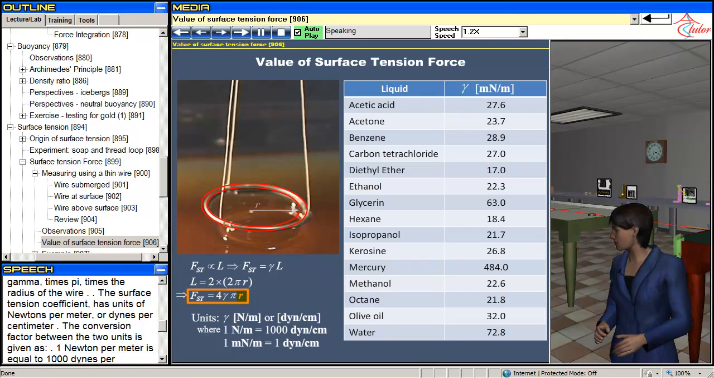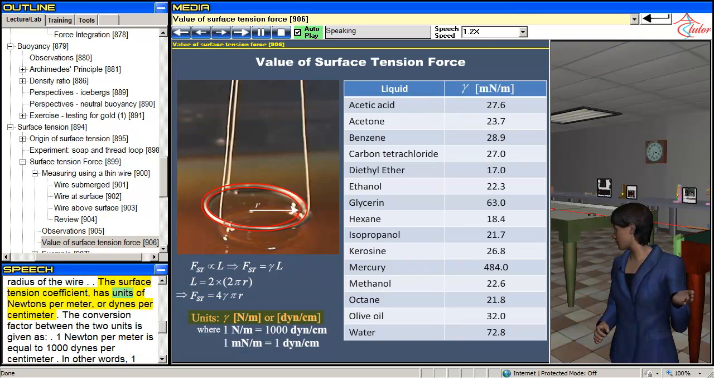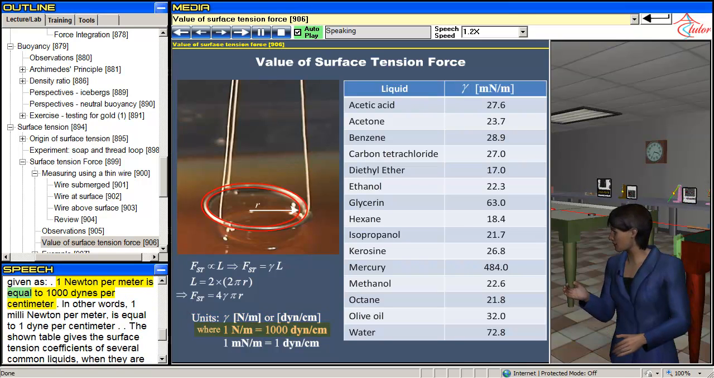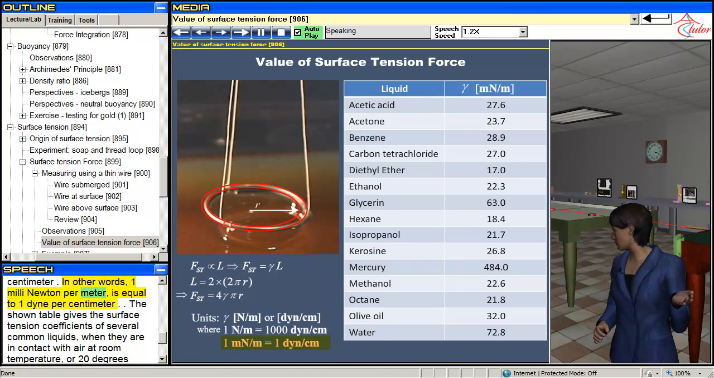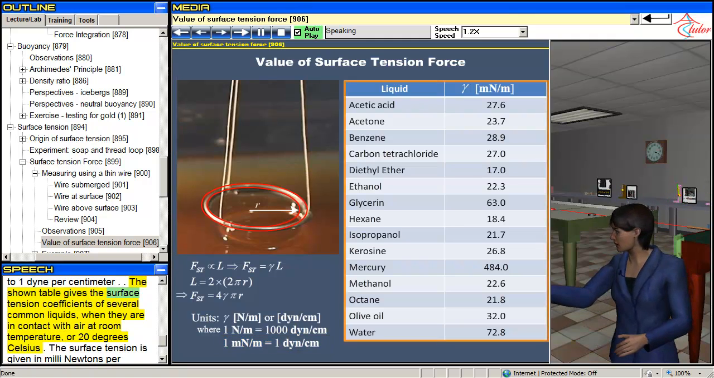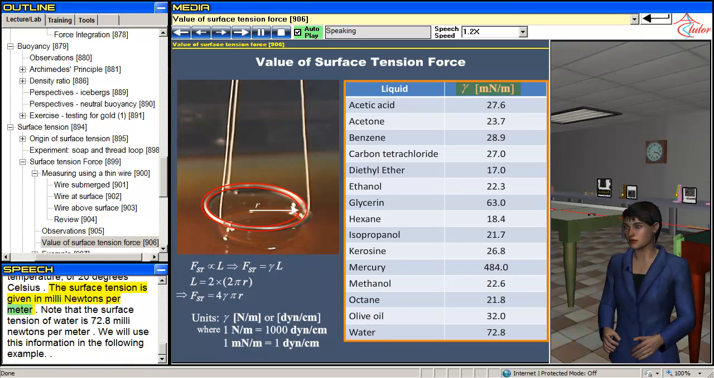The surface tension coefficient has units of newtons per meter, or dynes per centimeter. The conversion factor between the two units is given as 1 newton per meter is equal to 1000 dynes per centimeter. In other words, 1 millinewton per meter is equal to 1 dyne per centimeter. The shown table gives the surface tension coefficients of several common liquids when they are in contact with air at room temperature, or 20 degrees Celsius. The surface tension is given in millinewtons per meter. Note that the surface tension of water is 72.8 millinewtons per meter. We will use this information in the following example.